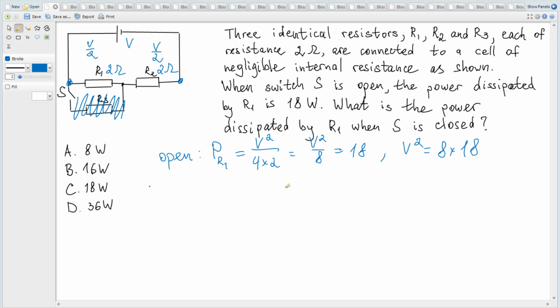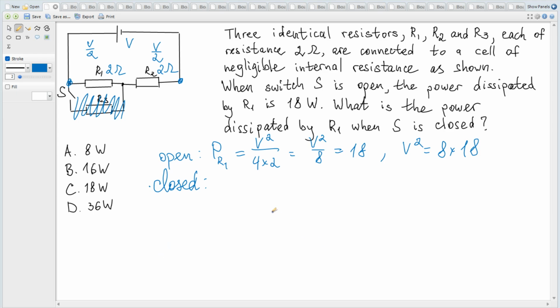And let's get a similar expression when the switch is closed. When the switch is closed, there is current through R3, and there are two components, R1 and R3, in parallel. But we can consider R1 and R3 as one component with resistance equal to the total resistance, and since they are in parallel, we can apply the formula that 1 over R total is equal to 1 over 2 plus 1 over 2. Or when resistances are equal, the total resistance is equal to the resistance of one divided by the number of resistors, so it's just 2 divided by 2, it's 1.